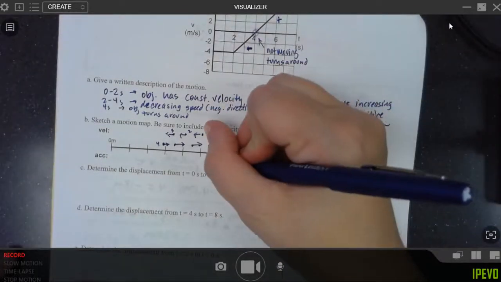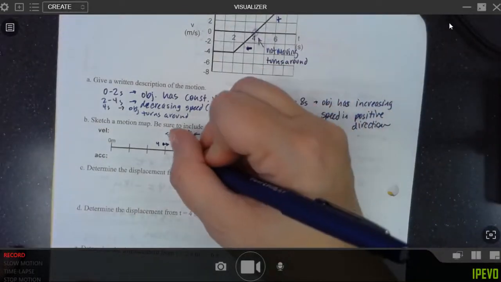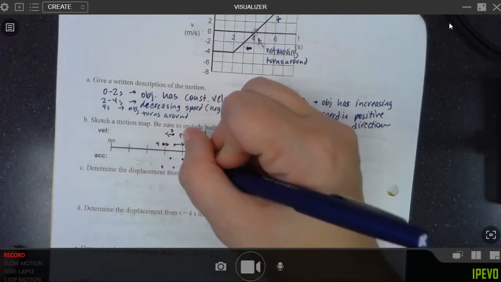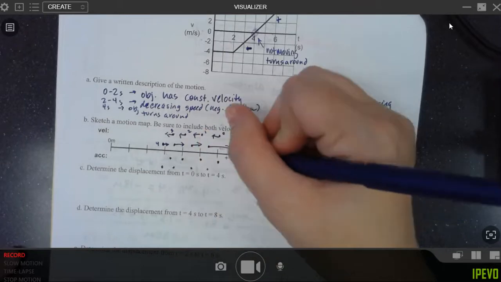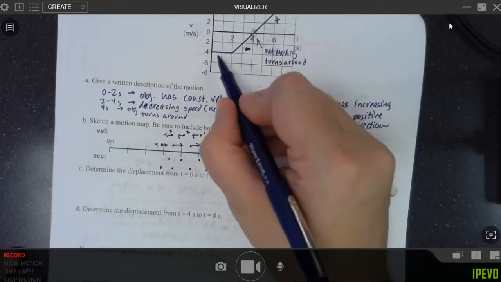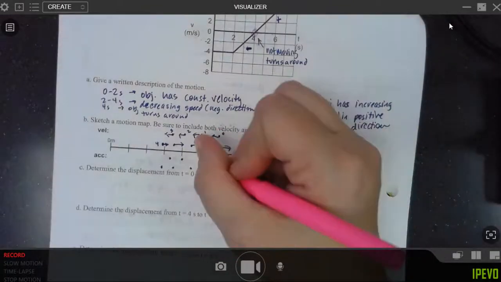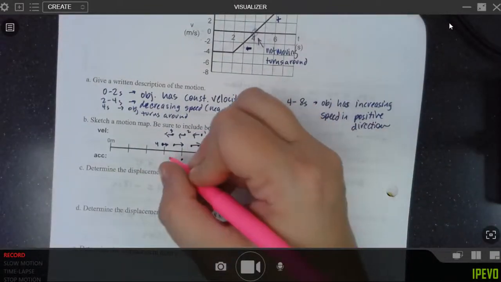I'm going to copy my dots so I can do acceleration. So remember, acceleration is only where my velocity is changing. So we know that our velocity does not change here at the beginning. So I'm not going to draw any arrows at the beginning. None. So here's 0, 1. They don't get any arrows.